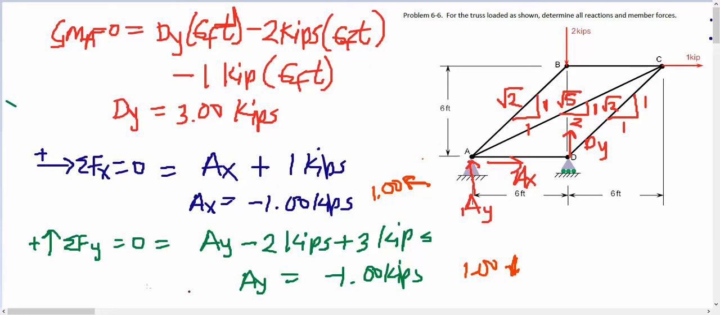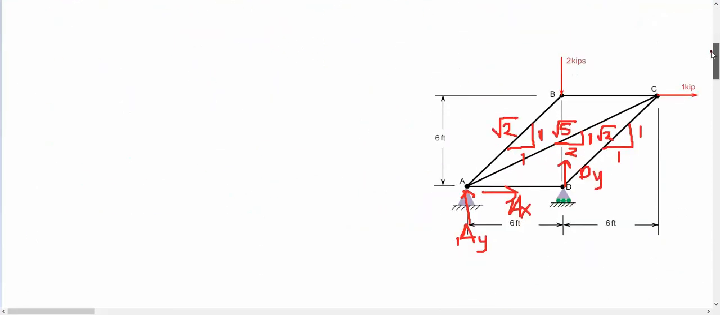this is actually 1 kip going to the left side. And the sum of forces in the y direction equal to 0, so AY minus 2 kips plus 3 kips, or DY, that was solved here, and AY equals -1 kip also tells us the assumed direction is incorrect. So this is actually 1 kip going down. The next step is to find the member forces.